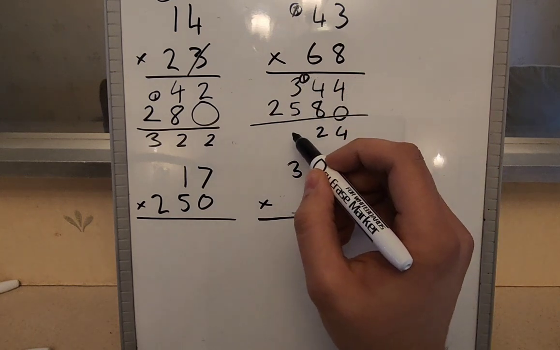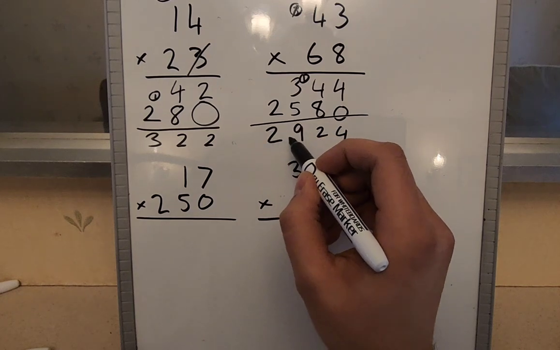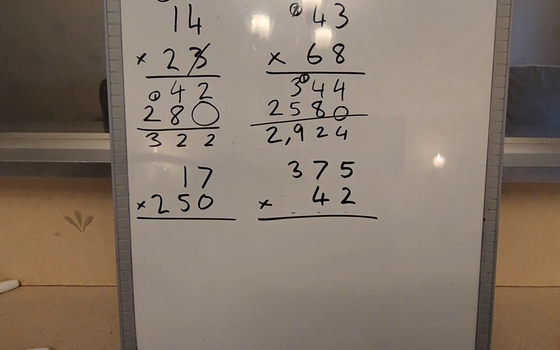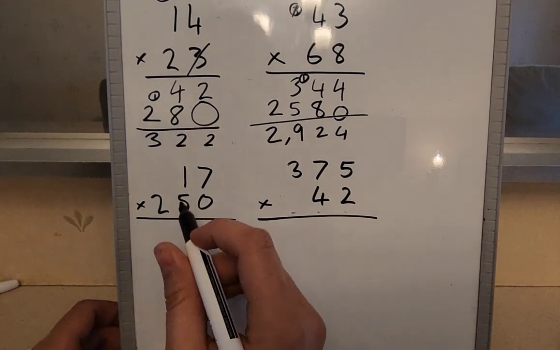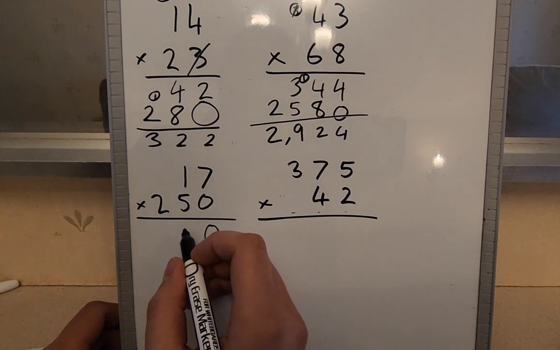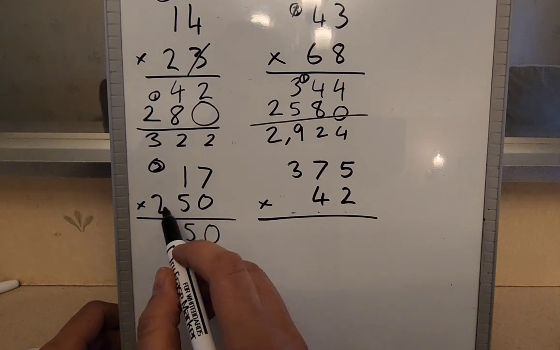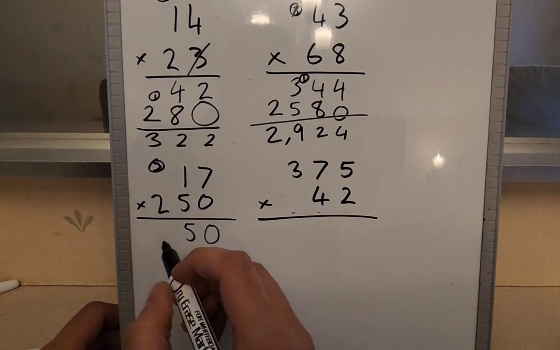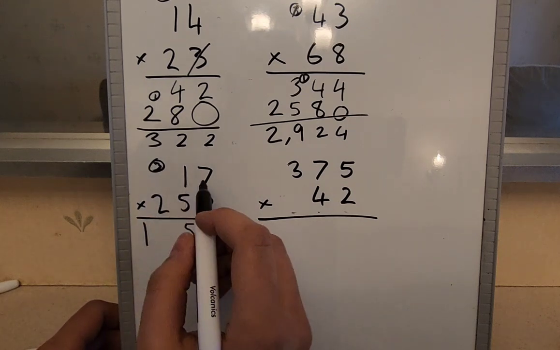This is going to be 9. There we go. And we have 2,924. 0 times 7 is 0. 5 times 7 is going to be 35. 2 times 7 is going to be 14. Write that 1 there, pop that down first. 4 and 3 is going to be 7.